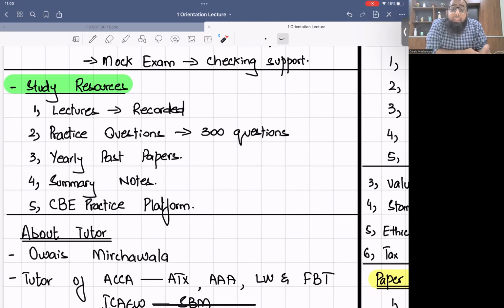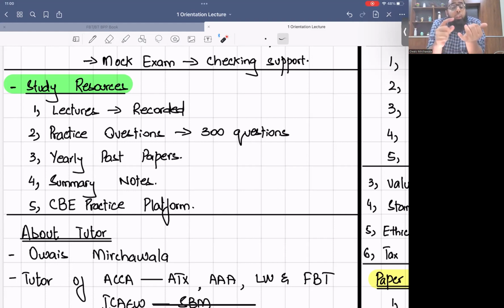There are many students with different comfort zones, like someone likes to study in the morning, someone likes to study in the afternoon, some people like to study at night time. So everyone has their own comfort zone. So through recorded lectures, you will be able to listen to the lectures at your best available time.